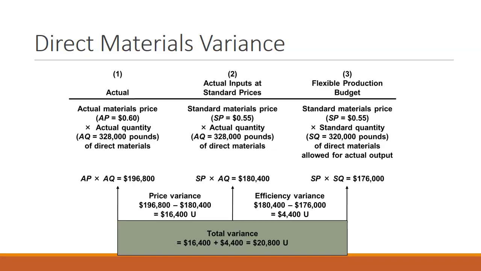So then we get the total variance of direct materials is $20,800 unfavorable. And that gets broken down into an efficiency variance. That efficiency variance comes from using 8,000 more pounds of direct materials than we should have for normal production of 80,000 units. The price variance comes from the fact that we paid 5 cents more per pound than we had budgeted for. I'm going to pause that here and move on to direct labor with the next video.